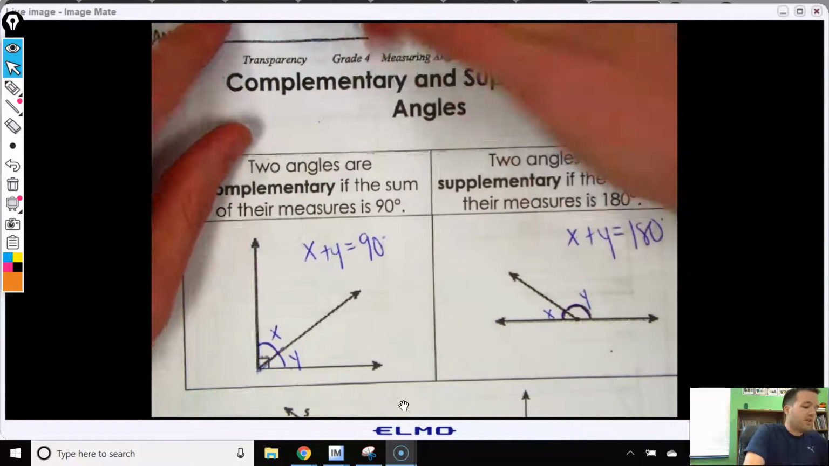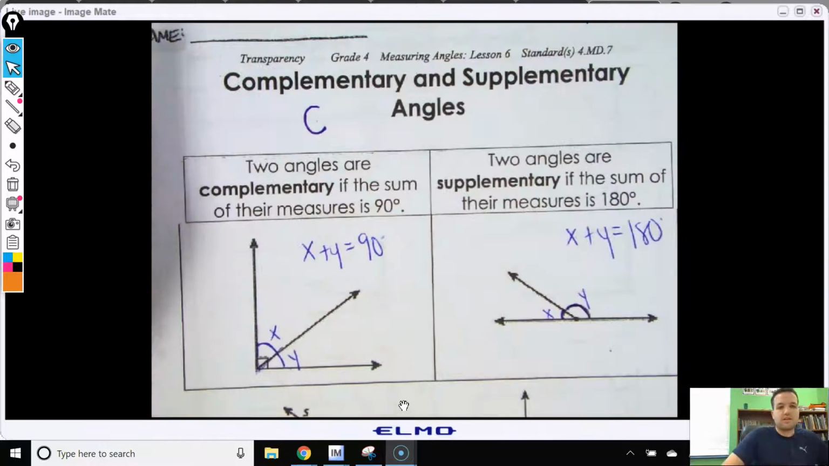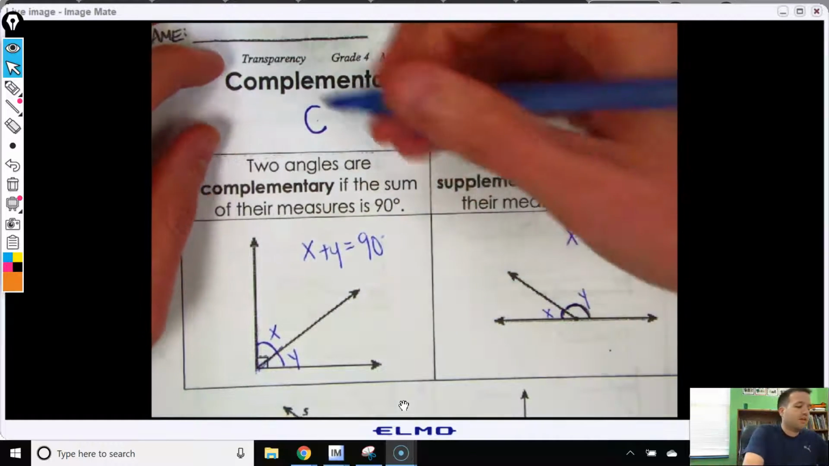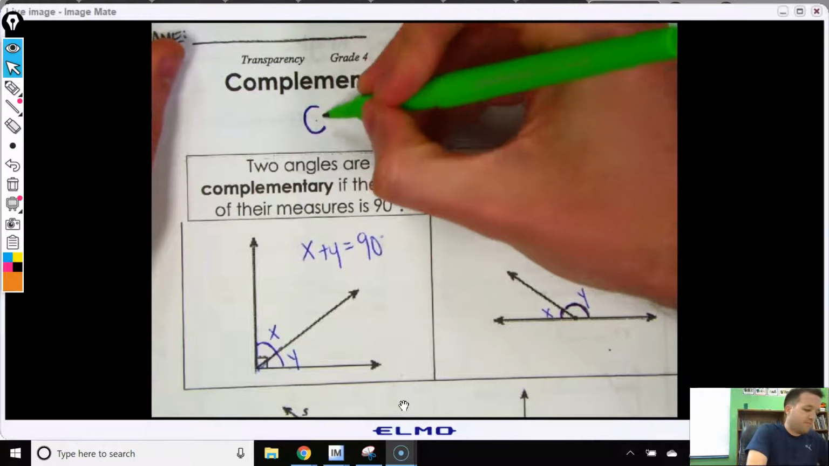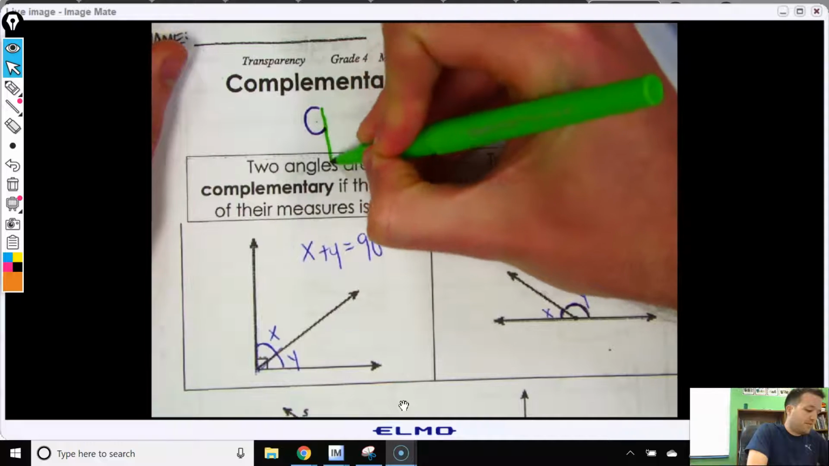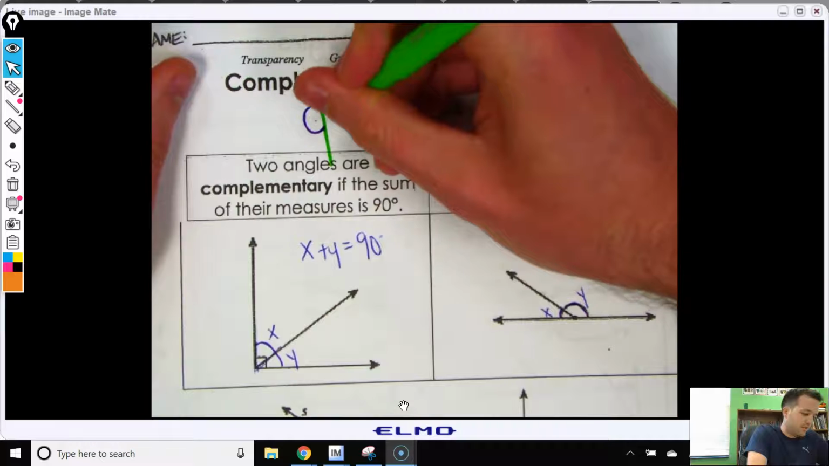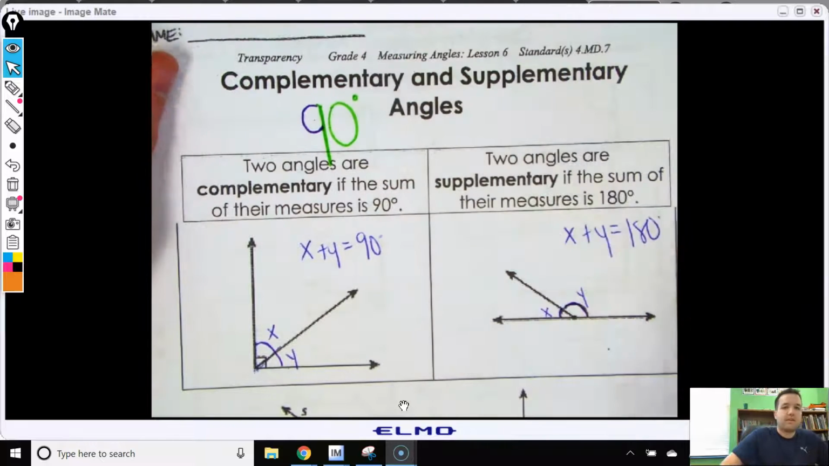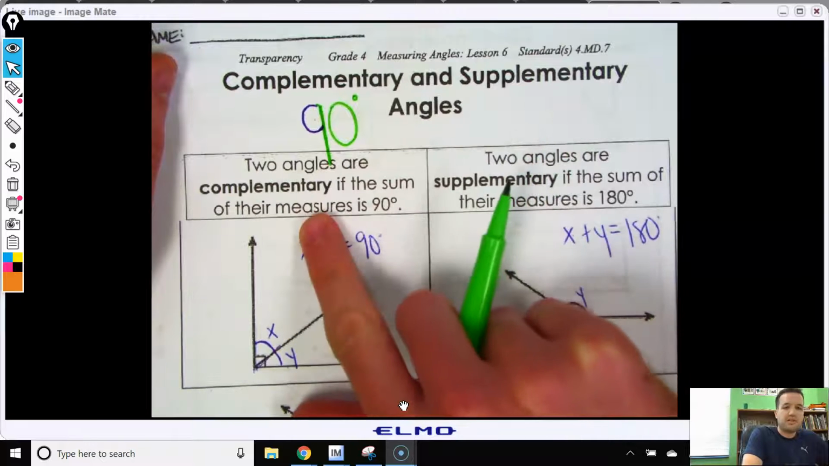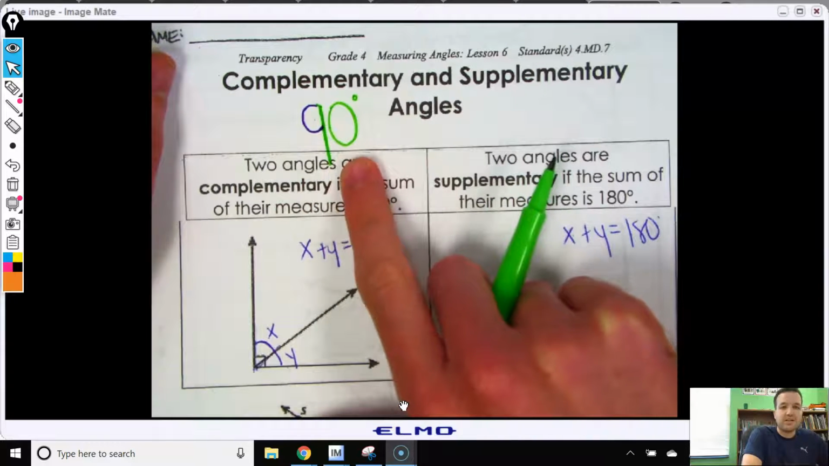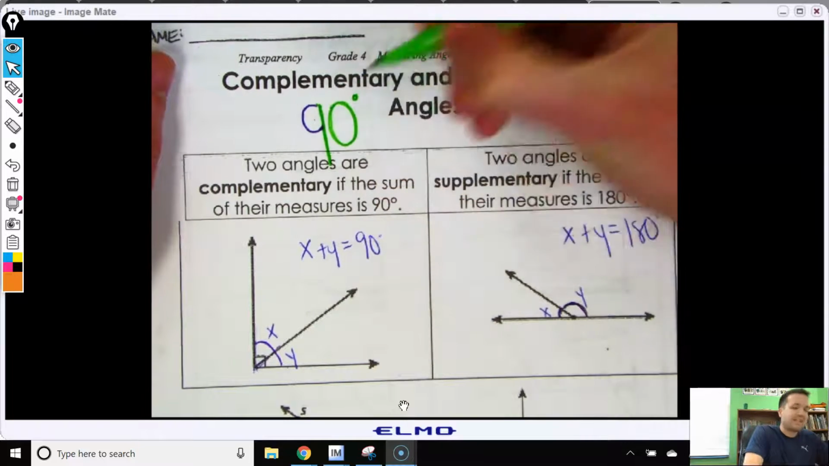Now, underneath complementary, I want you to write the letter C. C stands for complementary, of course. Watch my little trick here. I'm going to use another color to show you. You take a vertical line down, you kind of make a 9. And now that can help remind yourself that complementary angles have a sum of 90 degrees. Okay, so see what I did? I could take my vertical line down and then, oh yeah, that reminds me it's 90 degrees.